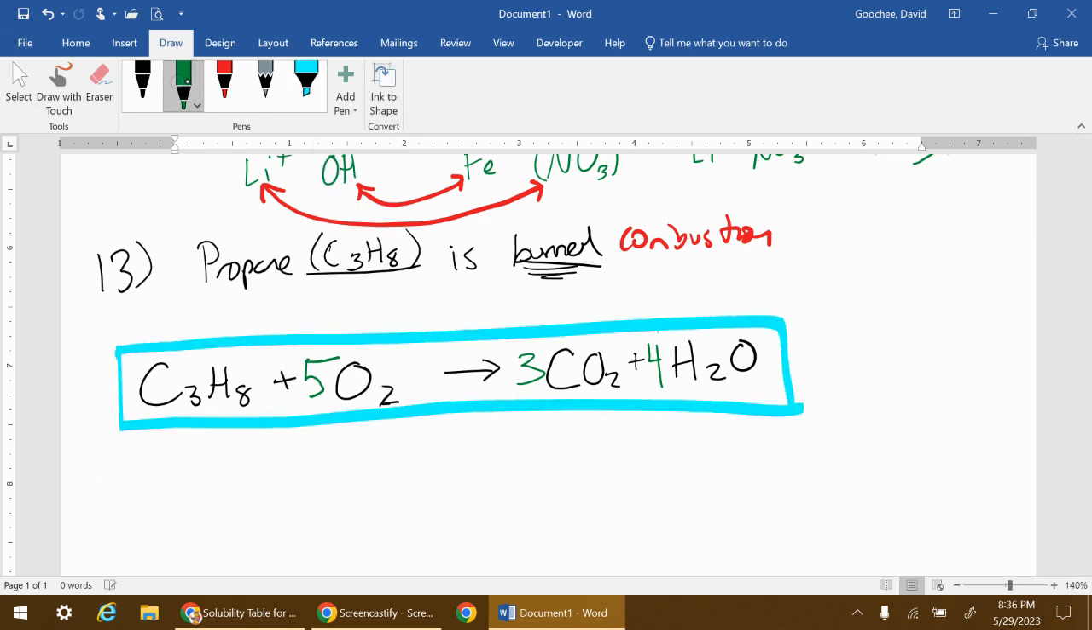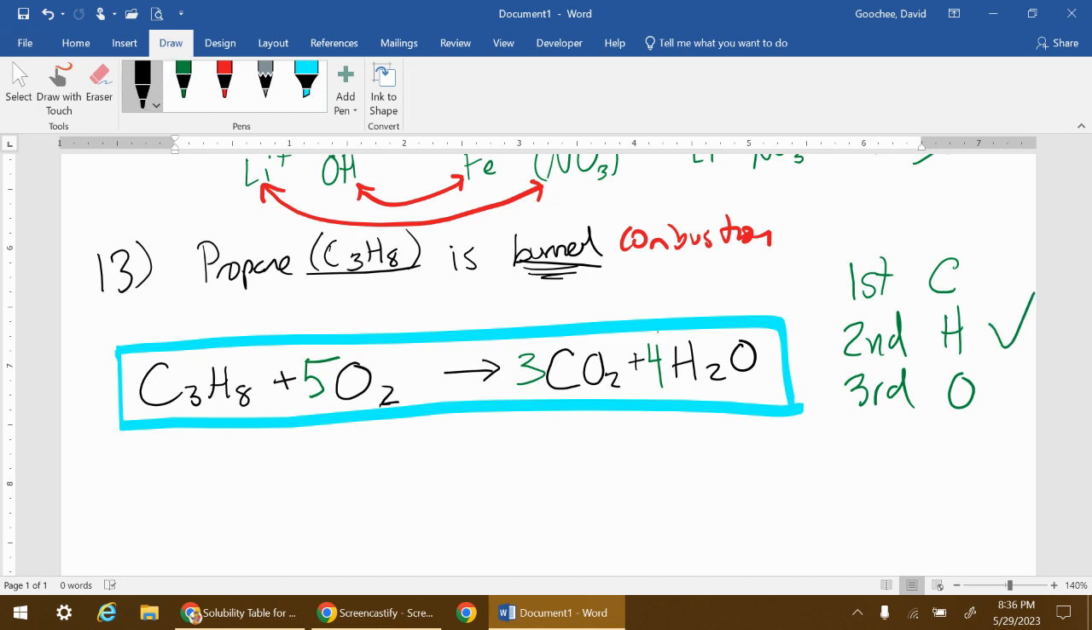Combustion reactions, very easy to predict the products. They're always CO2 and H2O, harder to balance. So when you balance them, first things first, always balance the carbon. Then second, balance the hydrogen. Then third, balance the oxygen. Always go in that order. That'll make your life easier.